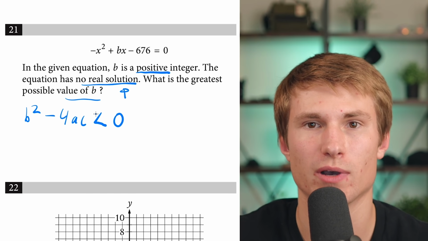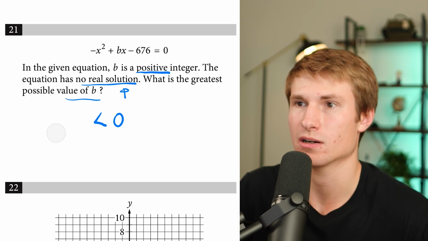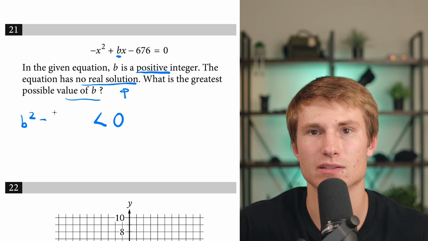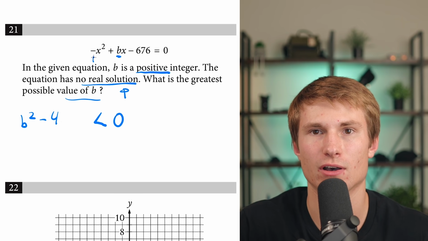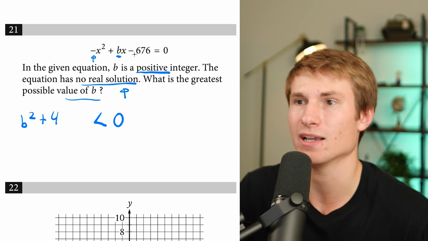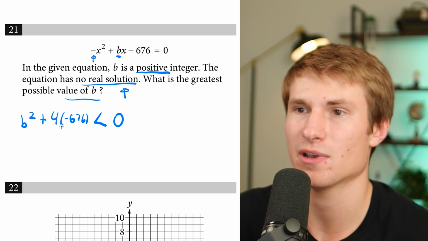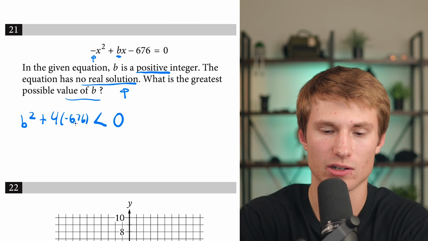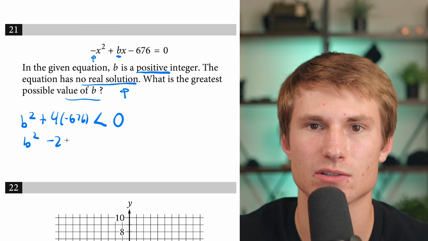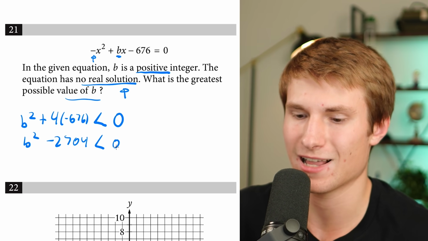So from here, let's get the values of b, a, and c, and plug them in. Our value of b here is just b, what's in front of the x. So we have b squared minus 4 times a. Our a value is negative 1, so I'll change this to a plus 4, multiplied by c. Our c value is negative 676. So 4 times negative 676 gives us a value of 2,704. So we have b squared minus 2,704, and we know that this has to be less than 0.